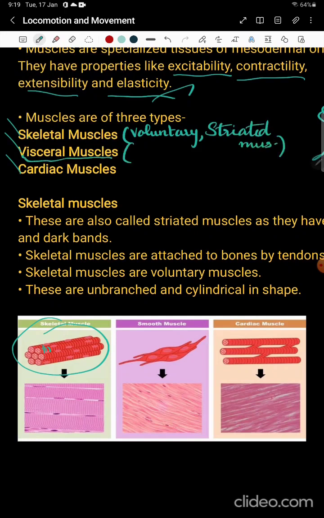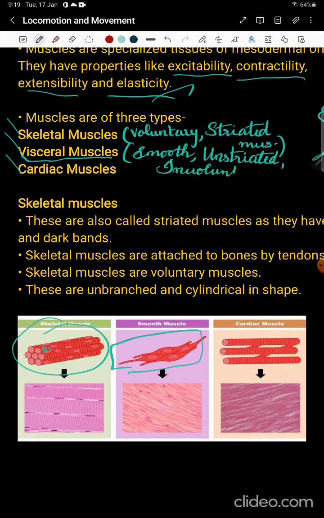Now for visceral muscles. See here, this is the visceral muscle. Unlike skeletal muscles, no striations are observed in these muscles. It is so smooth in nature, not rough like skeletal muscle. So they are otherwise called smooth muscle, unstriated muscle, and involuntary muscles. Understood?